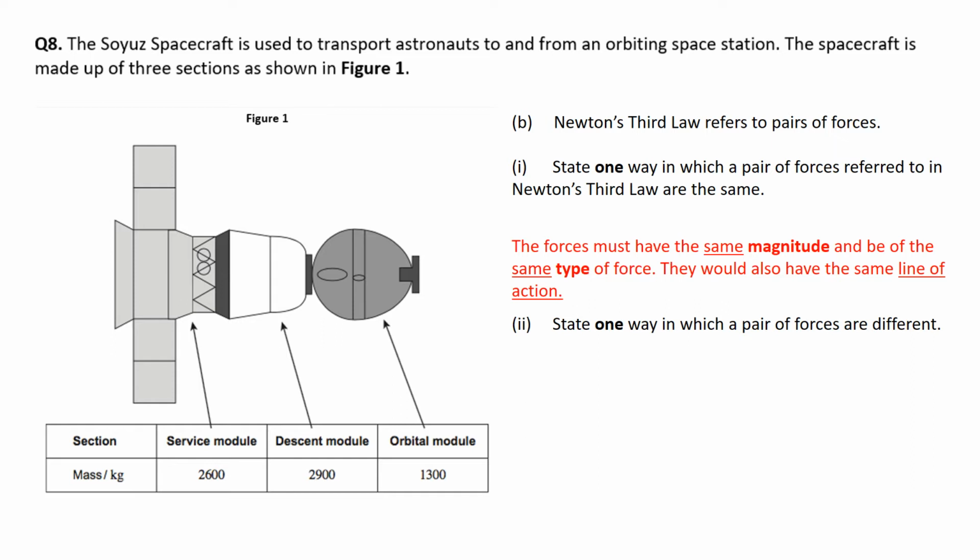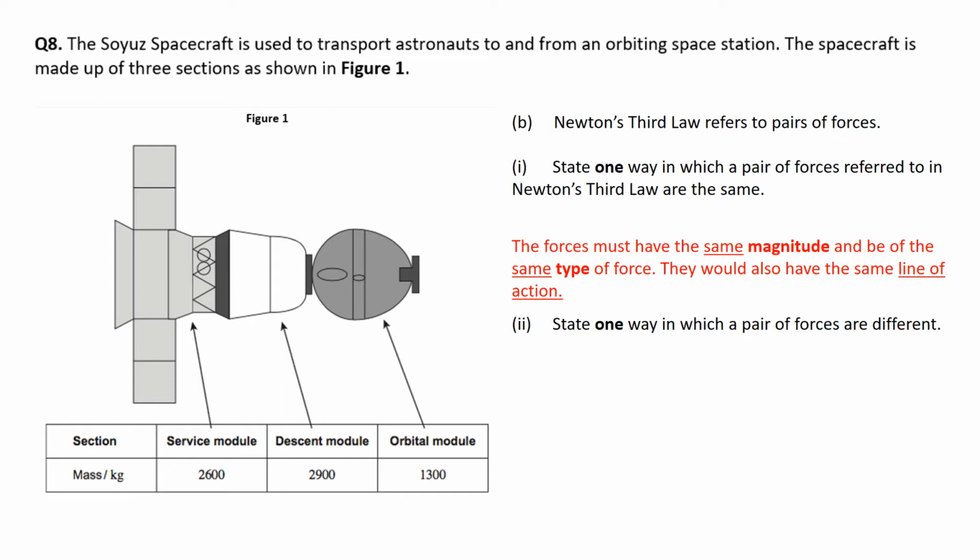So if one's a force of gravity, the other one has to be a force of gravity. If one's a normal contact force, the other one has to be a normal contact force. And the 2 forces have to have the same line of action. So if we draw a dotted line extending the force arrow, they'll be the same for both of them.